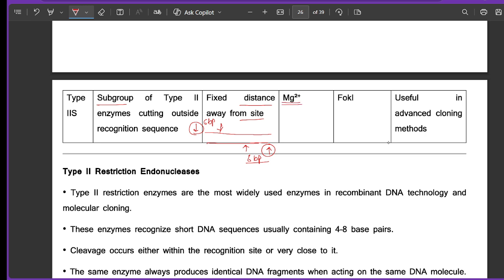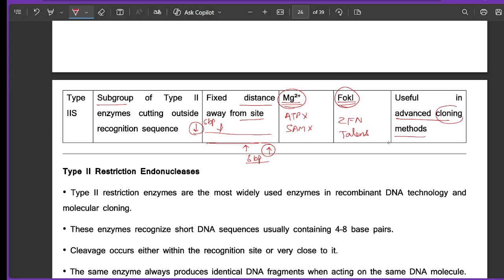Secondly, it only requires magnesium for its functioning. ATP is not required, SAM is not required, so still it can be relied upon. The example is FokI, and we will even see in the zinc finger nucleases and even in the TALENs that FokI is a very important restriction enzyme used there. It is used in advanced cloning methods.